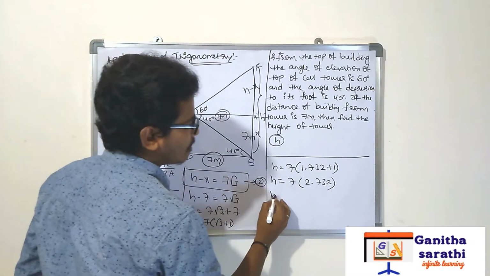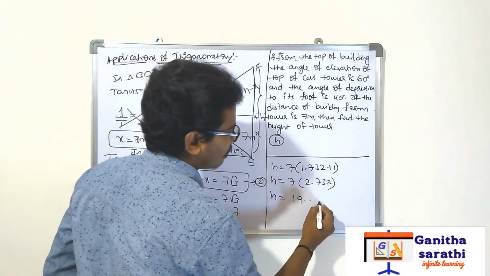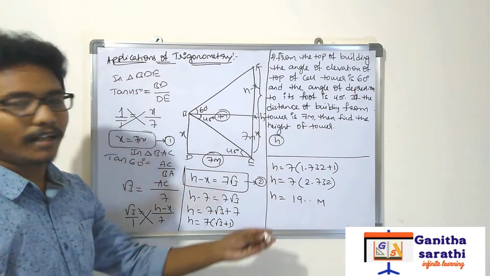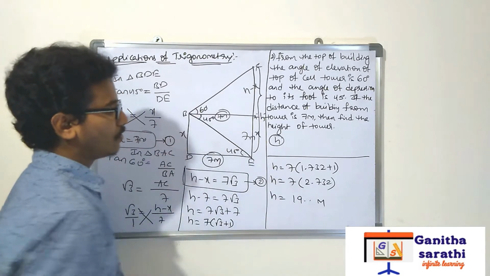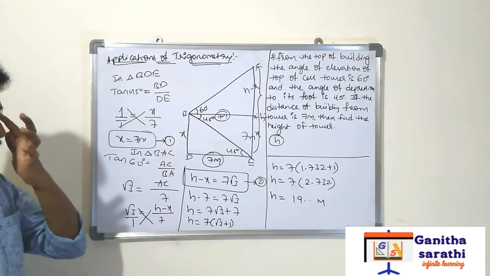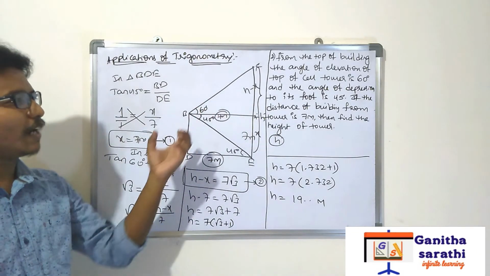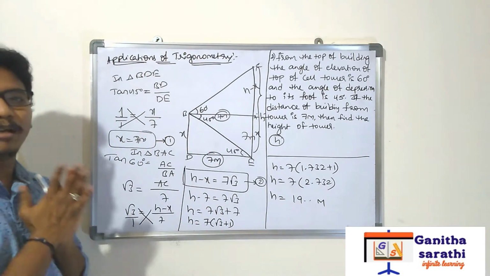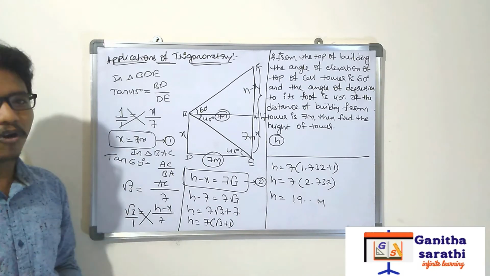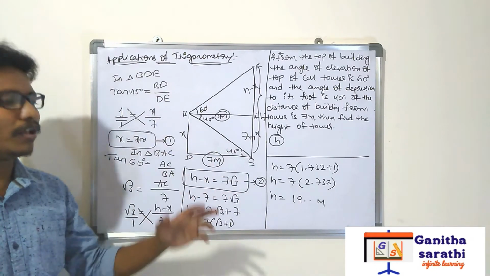So multiply that. 2.732 into 7, you will get 19.12 something. Multiply that and you will get the answer. Understood all of you? When they are giving the angle of elevation and depression, definitely the angle of depression should be changed into angle of elevation. Then only you can solve the problem. Now let us move on to the next problem.